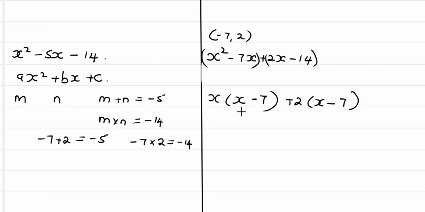So, since this one and this one are the same, I'll pick one and then add this one, which is x plus 2. Then I'll pick one of these, which is x minus 7, and that becomes the factorized form of this question here.